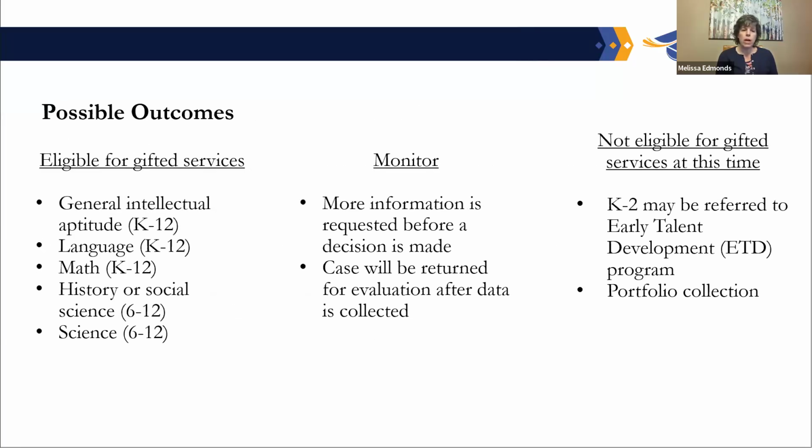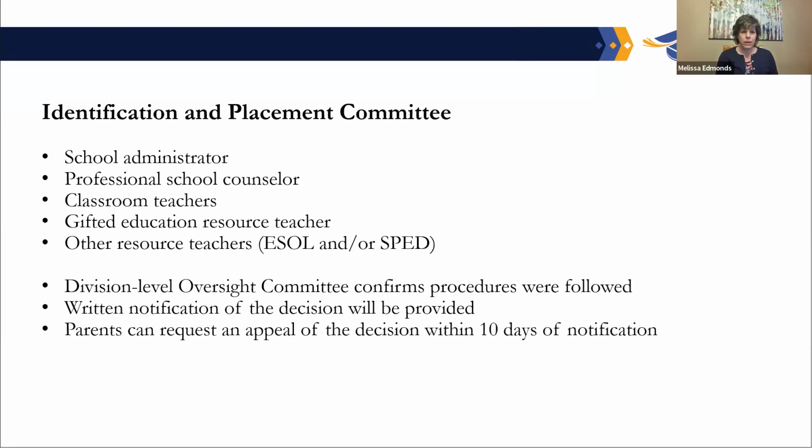Once the school committee reviews all of that information and makes a decision, the folder is passed on to the division level. At the division level, we check to make sure that every school has followed the division procedures correctly and faithfully. And at that point, the case is confirmed, the decision is confirmed, and parents receive that written notification. It's important to note that if a parent were to disagree with the committee's decision or think there was something overlooked or there was more information to offer, parents can request an appeal of the committee's decision within 10 days of receiving their notification.